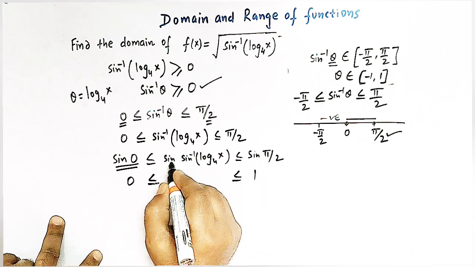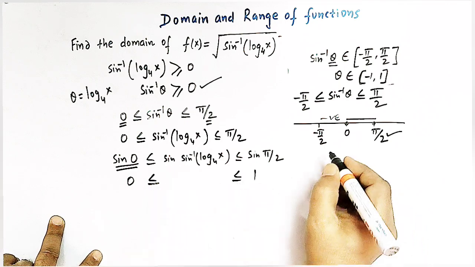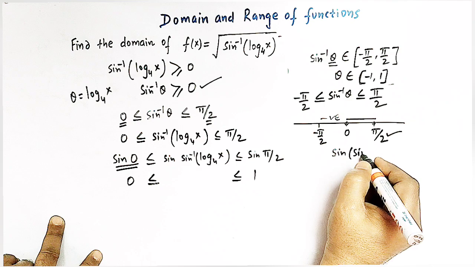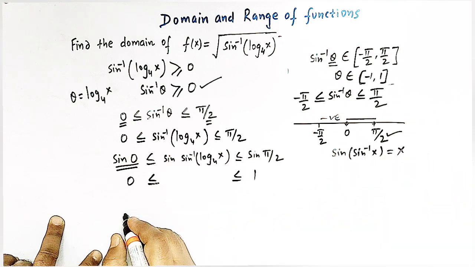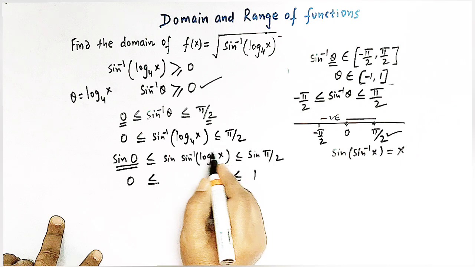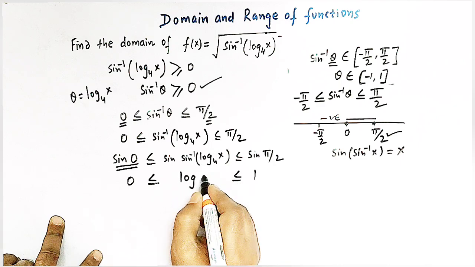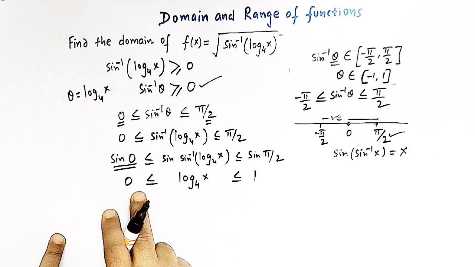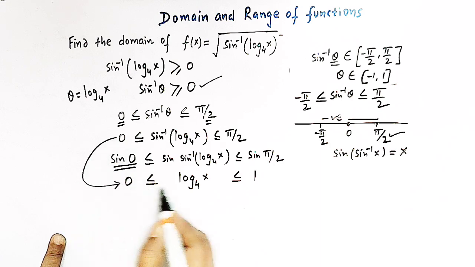And here we can use an important property of inverse trigonometric functions, that is sine of sine inverse x is equal to x, right? So for x, here we have log x to the base 4. So now we have reduced this inequality to this one.